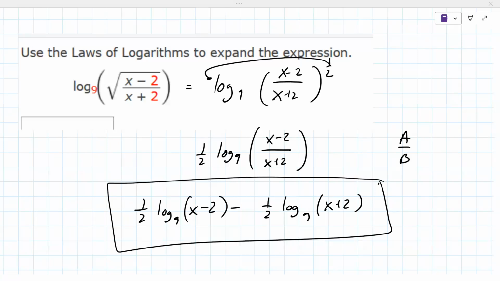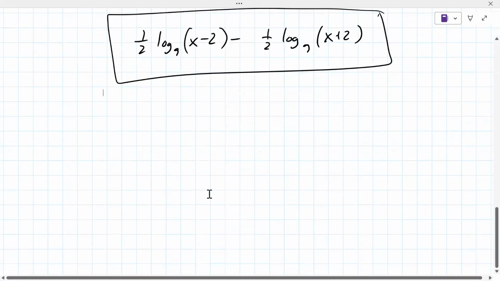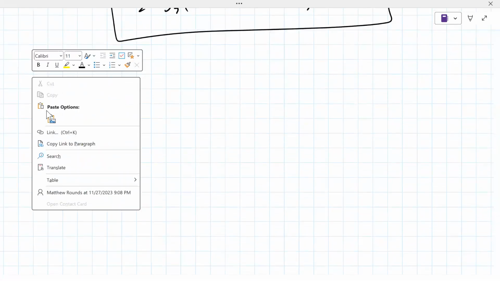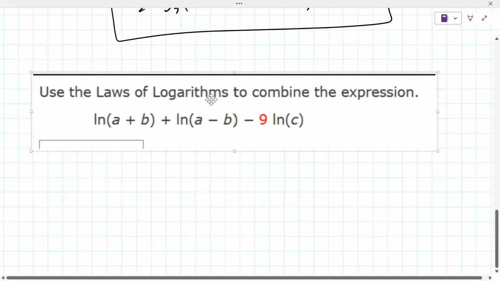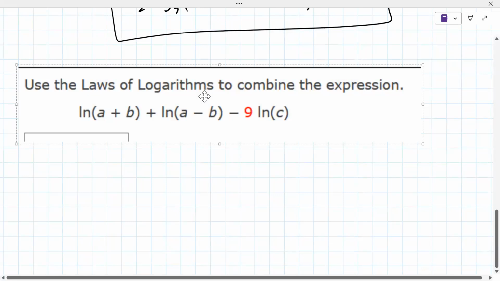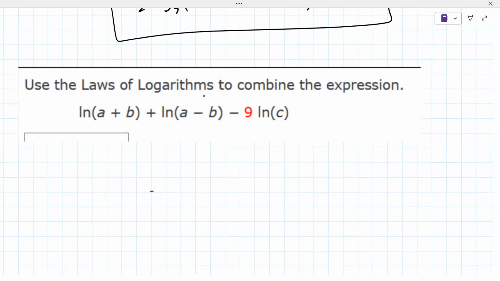Right. So the combining, condensing. I guess they call it condensing. I don't know, combined is kind of a better word. What a lot of students remember is that if it's a plus, plus means it goes in the top, minus means it goes in the bottom. A lot of students remember that.